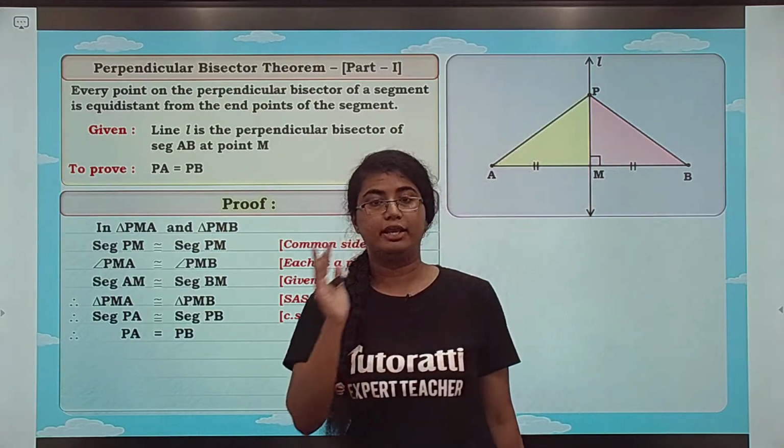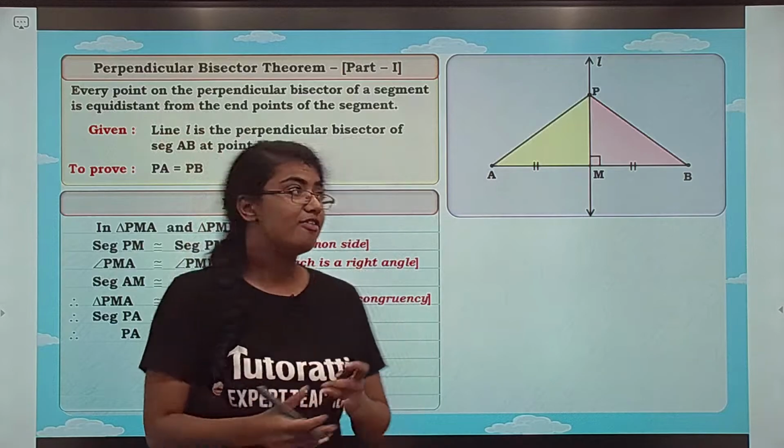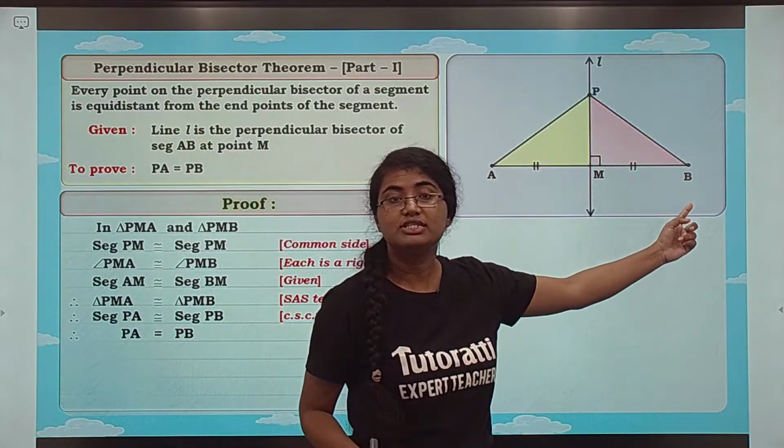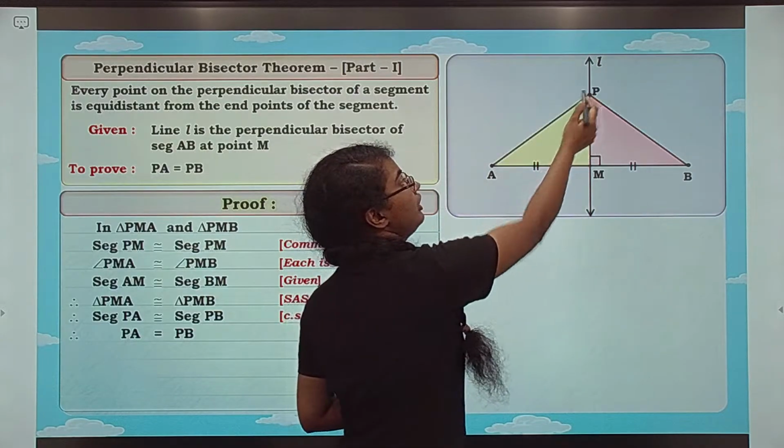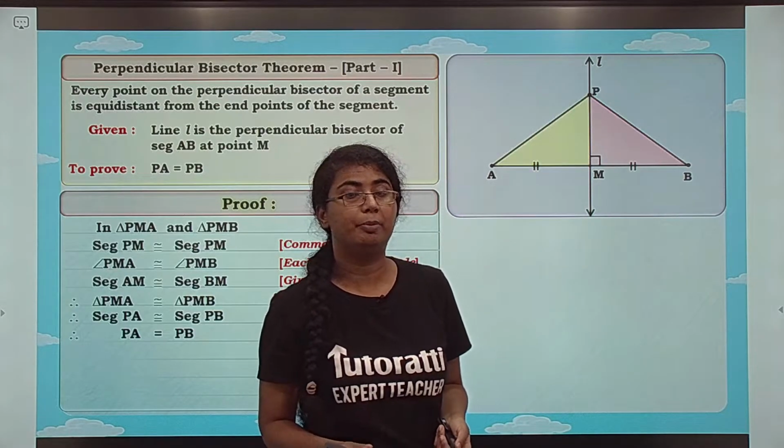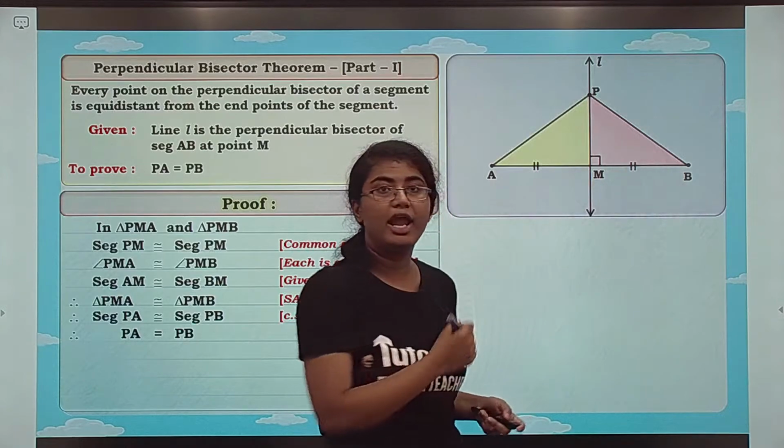Let's try to draw a diagram first. We have a perpendicular bisector. So first of all, a segment, then we have a perpendicular bisector. There is any point P on the perpendicular bisector and we have to join the endpoints.